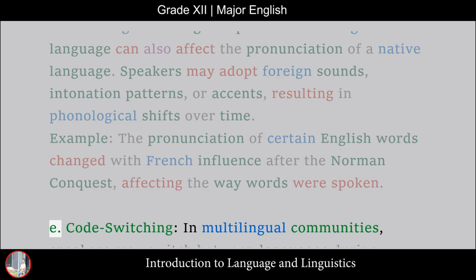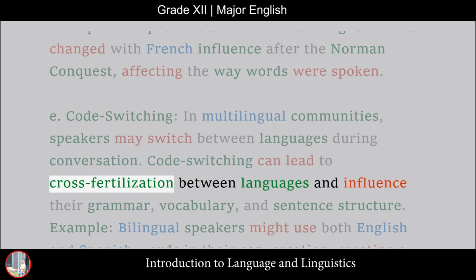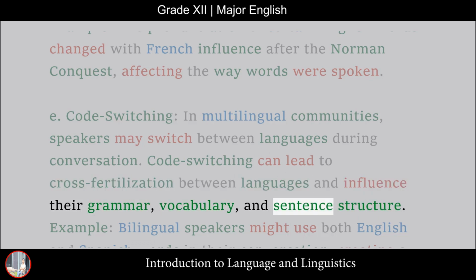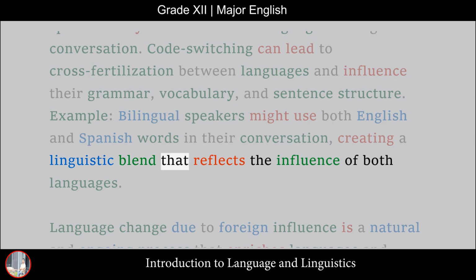E. Code switching. In multilingual communities, speakers may switch between languages during conversation. Code switching can lead to cross-fertilization between languages and influence their grammar, vocabulary, and sentence structure. Example: bilingual speakers might use both English and Spanish words in their conversation, creating a linguistic blend that reflects the influence of both languages.